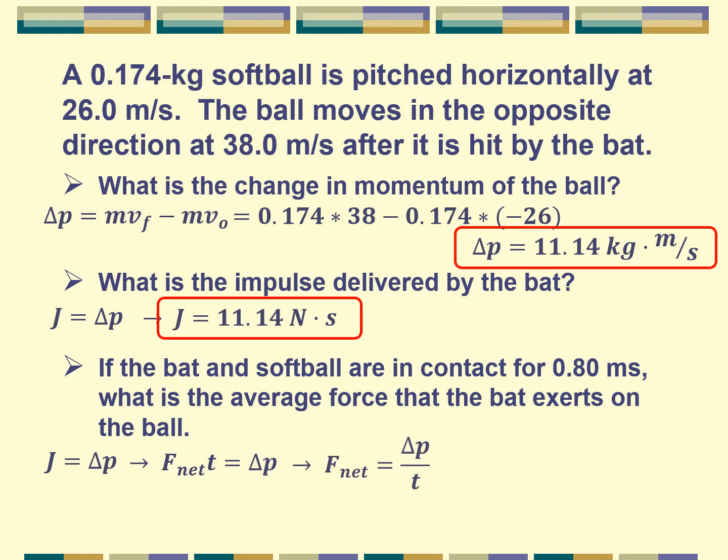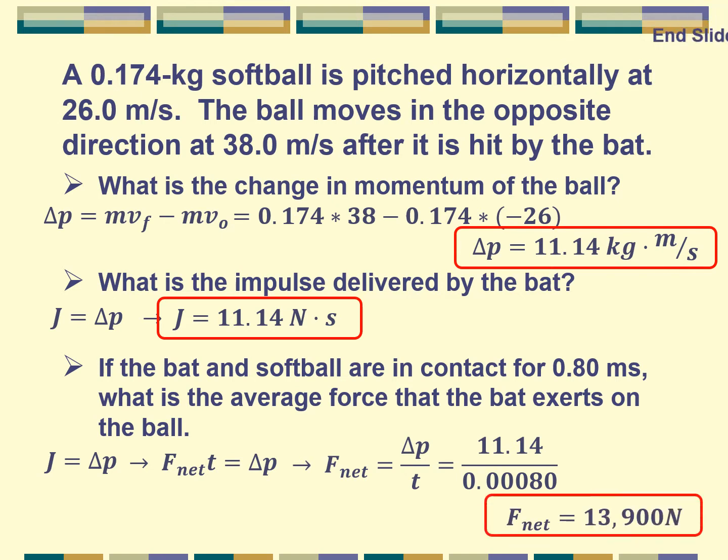All right, so if we take that, in order to find the net force, we divide the change in momentum by time, and we get that 11.14 is going to be divided by 0.00080 seconds, because milliseconds converted to seconds. So we get that our net force is going to be equal to 13,900 newtons.